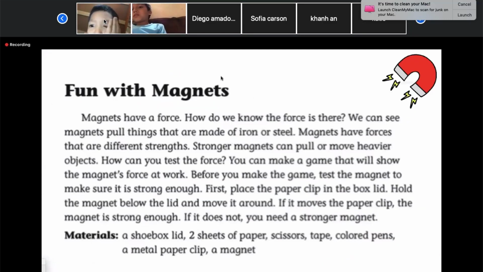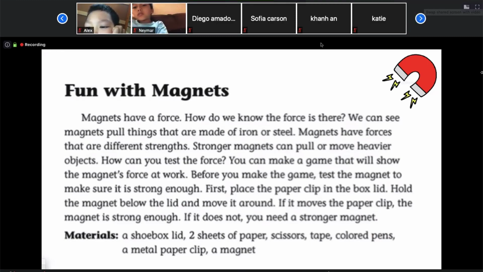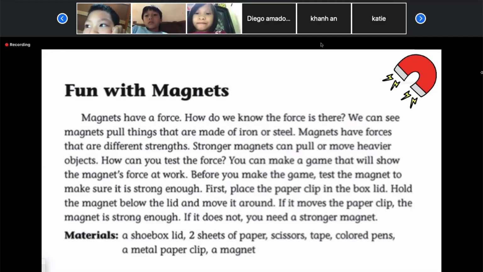So let's read. Fun with Magnets. Magnets have a force. How do we know that the force is there? We can see magnets pull things that are made of iron or steel. Magnets have forces that are different strengths. Stronger magnets pull or move heavier objects. How can you test the force? You can make a game that will show the magnet's force at work. Before you make the game, test the magnet to make sure it is strong enough.